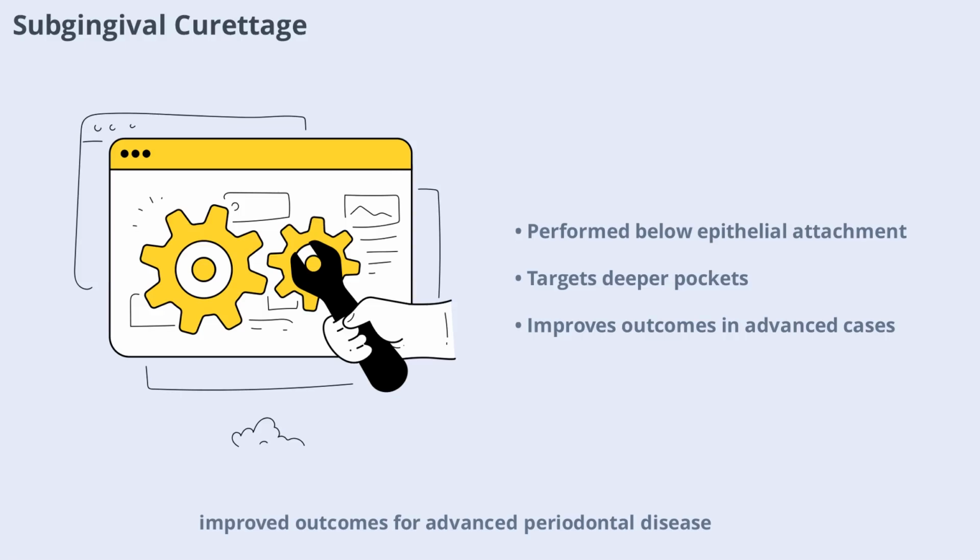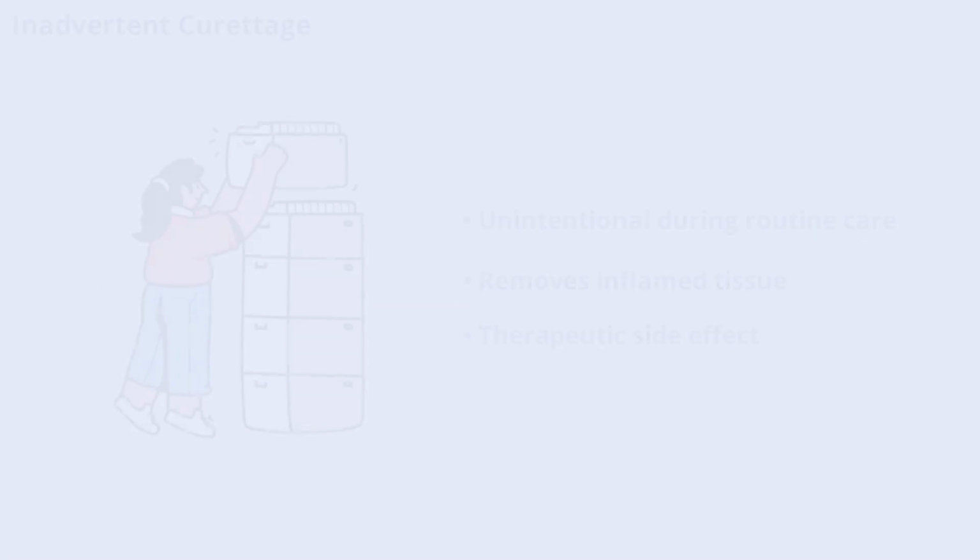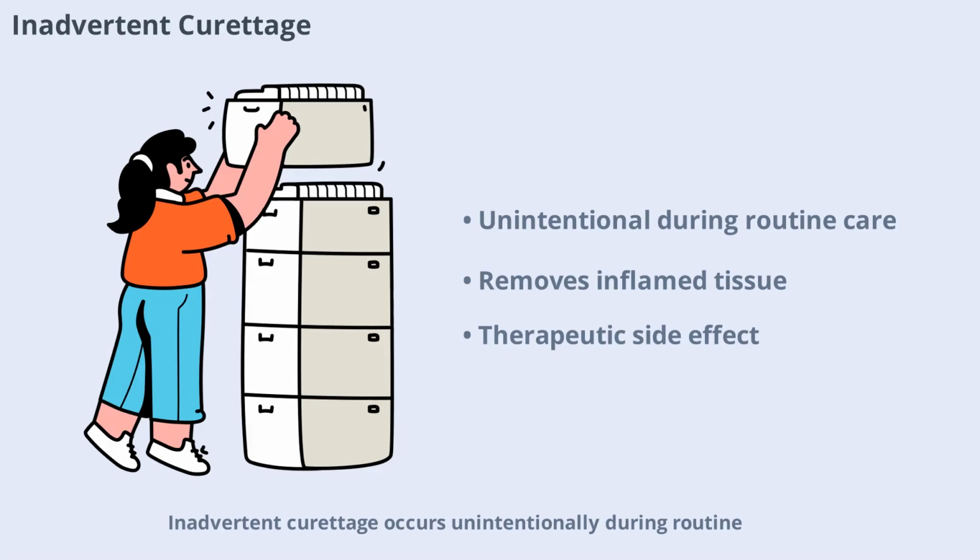for advanced periodontal disease. Inadvertent curettage occurs unintentionally during routine dental procedures like scaling and root planing. While not the primary goal, this accidental removal of inflamed tissue can still provide therapeutic benefits. It highlights the interconnected nature of periodontal treatments and the importance of careful technique during all dental procedures.